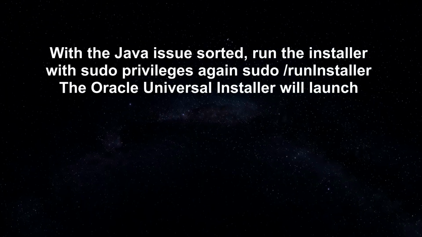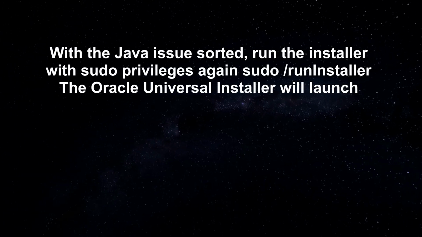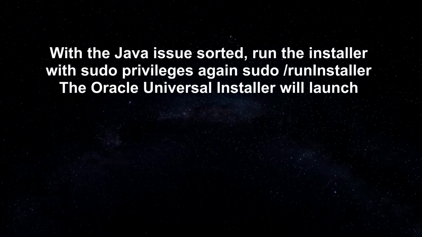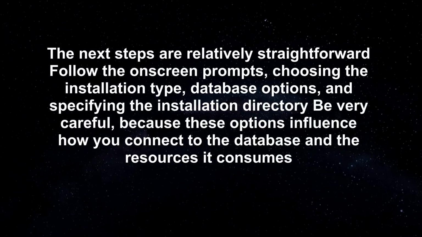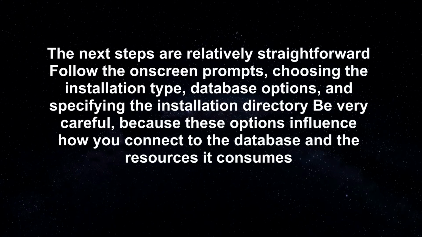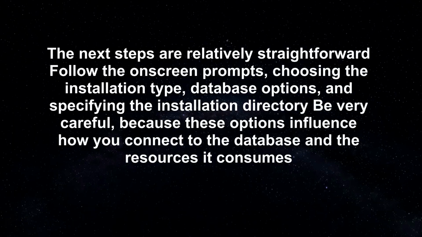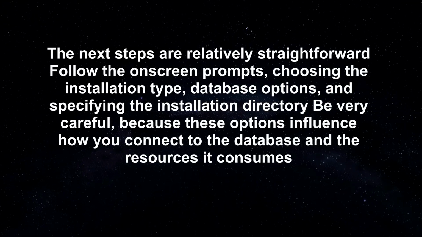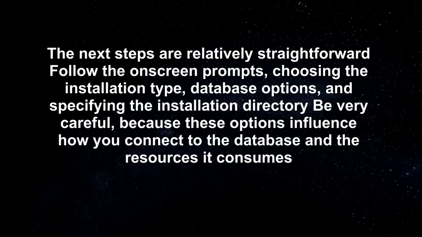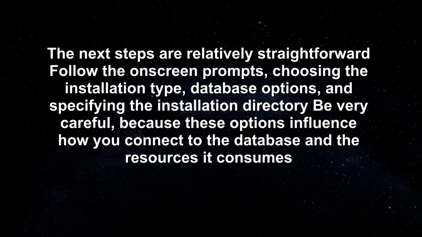With the Java issue sorted, run the installer with sudo privileges. Again, sudo runInstaller. The Oracle Universal Installer will launch. The next steps are relatively straightforward. Follow the on-screen prompts, choosing the installation type, database options, and specifying the installation directory. Be very careful, because these options influence how you connect to the database and the resources it consumes.